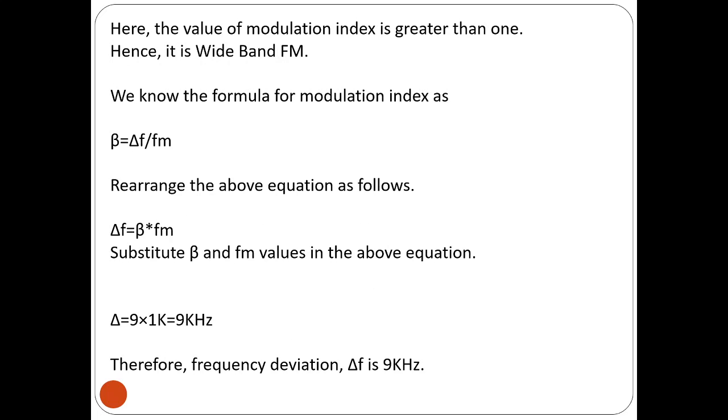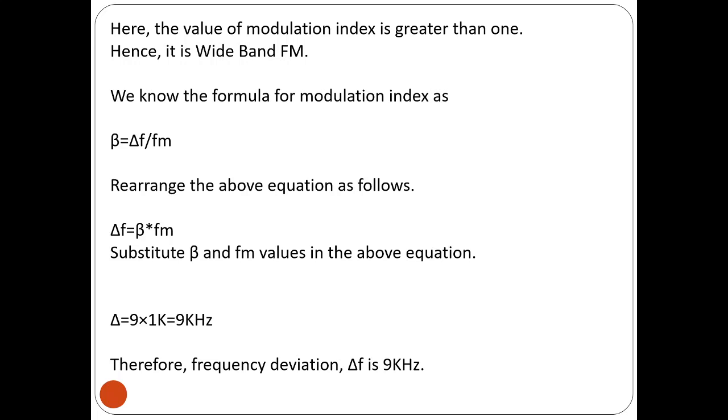Now first of all we have to find out the frequency deviation. Here the value of modulation index is greater than 1. We are getting beta is equal to 9. So as it is greater than 1, it is nothing but wideband FM. Less than 1, we call it narrowband FM.